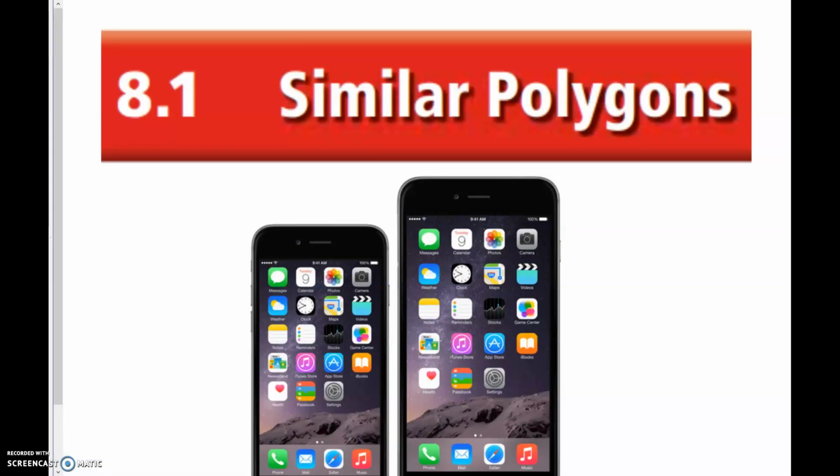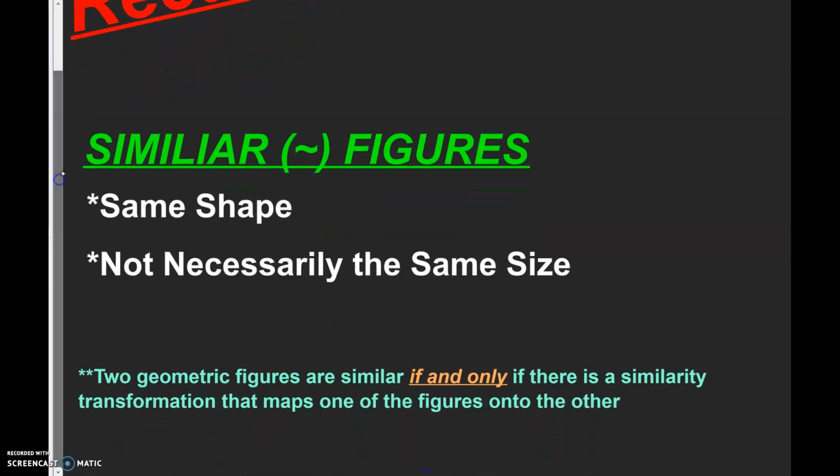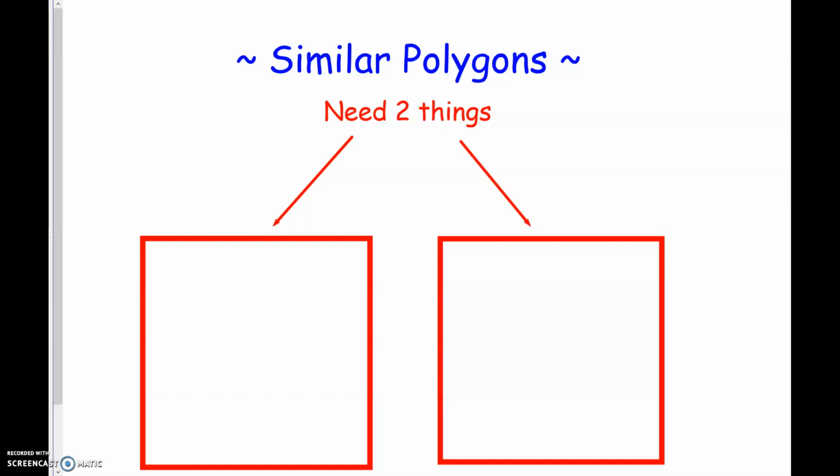All right, what we're going to be talking about now are similar polygons. So things that are similar are not exactly the same size, but they do have characteristics in common. So remember, to be similar, they already have to be the same shape, but not necessarily the same size. So two geometric figures are similar if and only if there is a similarity transformation that maps one of the figures onto the other. So in a polygon, other than the fact that they need to be the same shape, what other two things must happen?